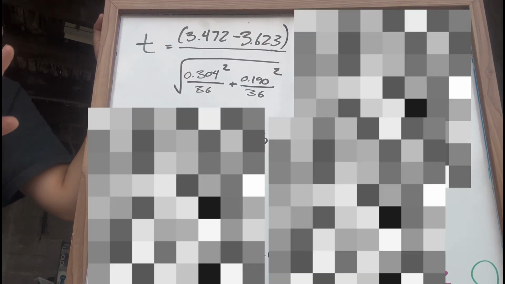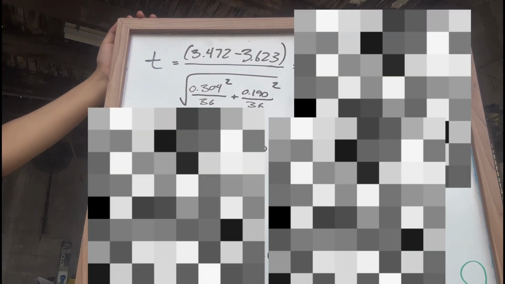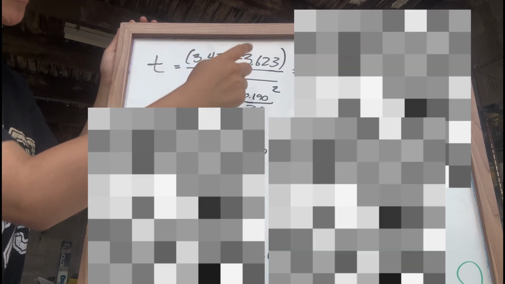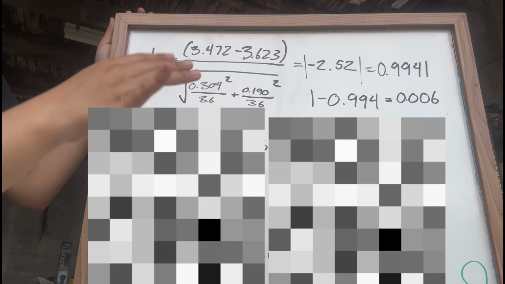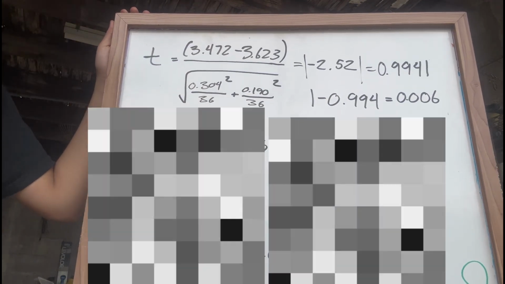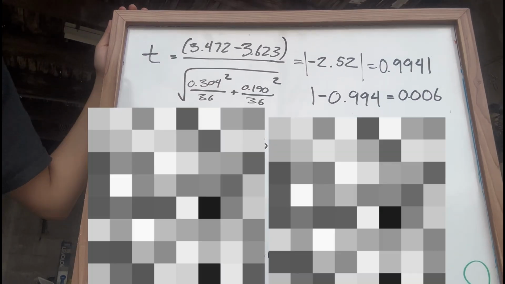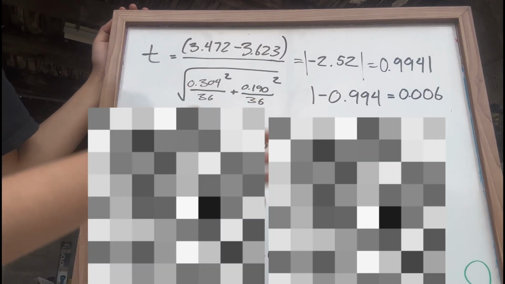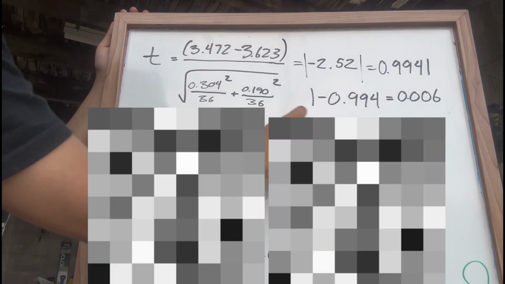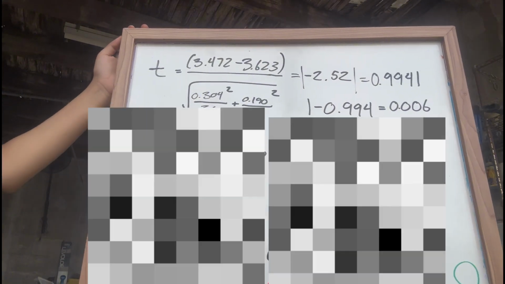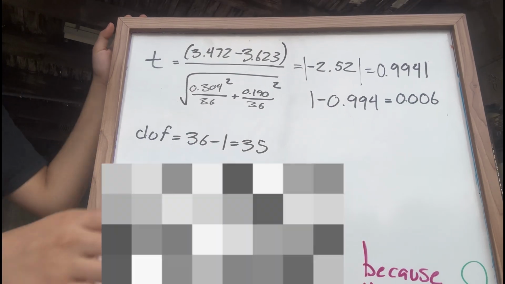Now that we have the data from our summary statistics, we can finally apply it to this formula so we can get the t-score. So you get the difference of the means up here and the difference of the standard deviations down here. That gives us a t-score of negative 2.52, and then we take the absolute value of it because the negative only applies to the left side, but right now we only want the right side. The p-value that we get from that is 0.9941. And then we subtract it from 1 because again it's on the right side. The degrees of freedom is 36 minus 1 equals 35.